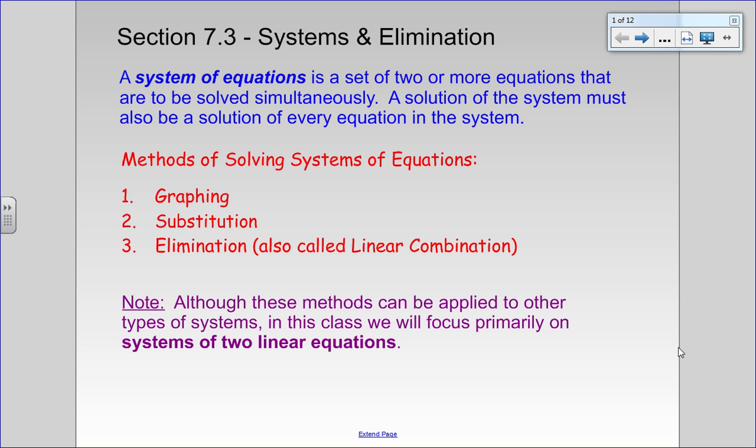Section 7.3 of your textbook covers the elimination method for solving systems of equations. Remember that a system of equations is a set of two or more equations that are to be solved simultaneously, and a solution of the system must also be a solution of every equation in the system. We've previously discussed the graphing and substitution methods for solving systems. The elimination method, like the substitution method, is an algebraic process that does not require drawing a graph.